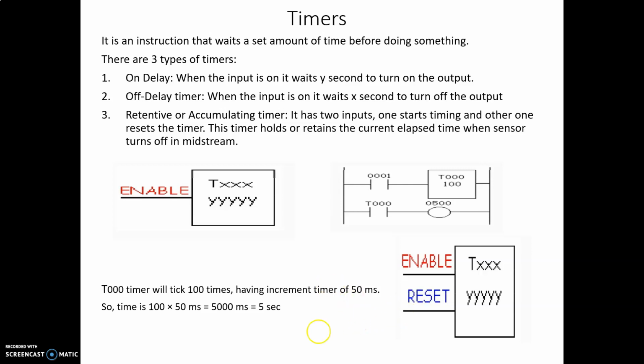So how can we calculate that? We know that this timer will tick 100 times and the increment time here is 50 microseconds. So we multiply 100 by 50, which is 5000 microseconds, which gives us 5 seconds. So this kind of timer is of 5 seconds, and it will show its behavior after 5 seconds, depending upon whether it is on delay or off delay. This information, specifically this part, is very important to understand when we are trying to solve a numerical here.